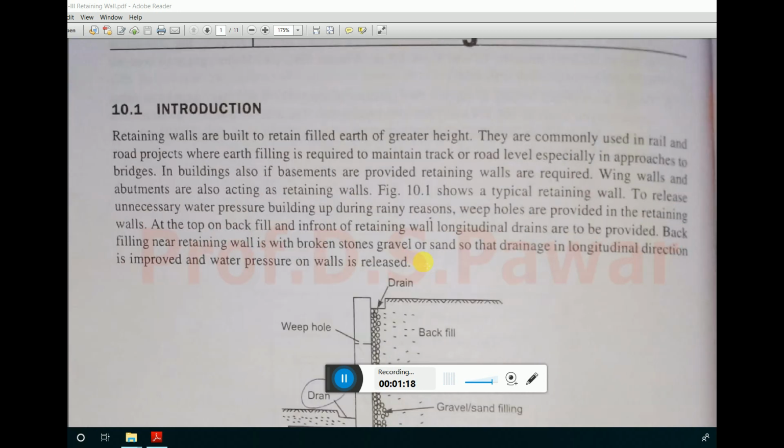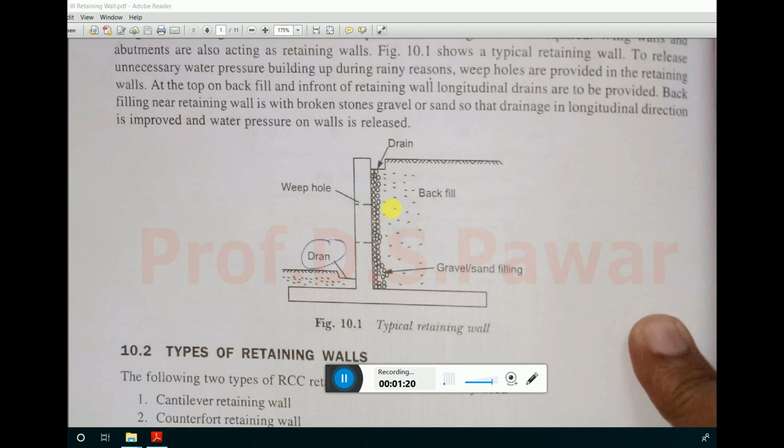So this is a typical retaining wall, which has the stem. This is the stem, and this is the toe slab, and this is the heel slab. This is the backfill, and a drain is provided here, and some weep holes are also provided.